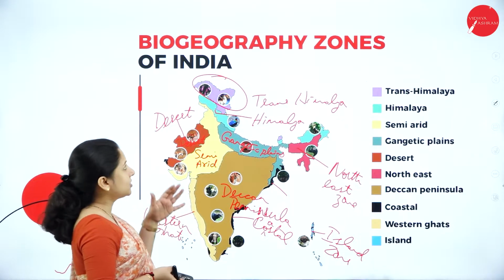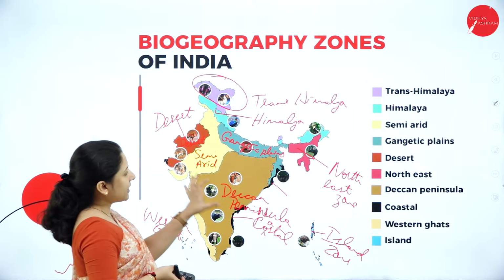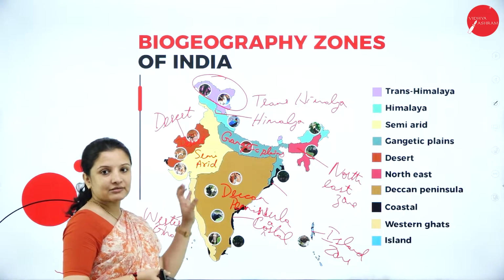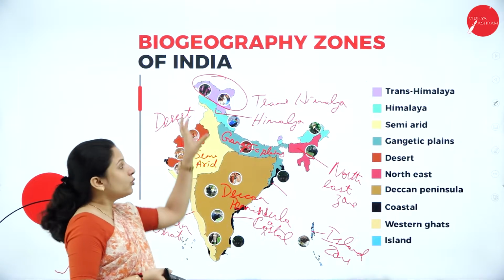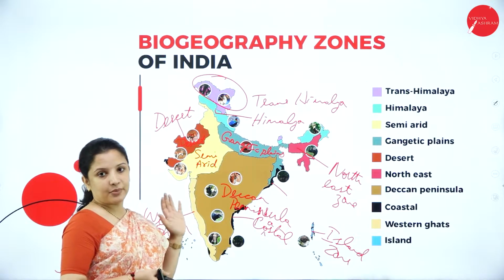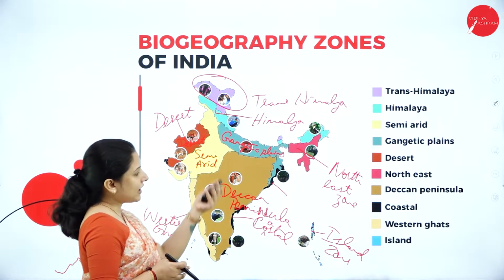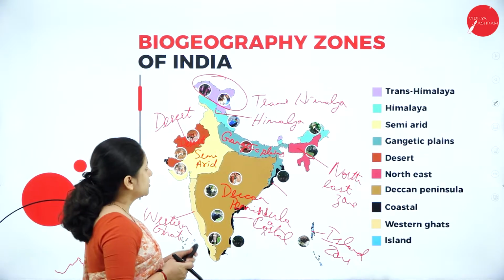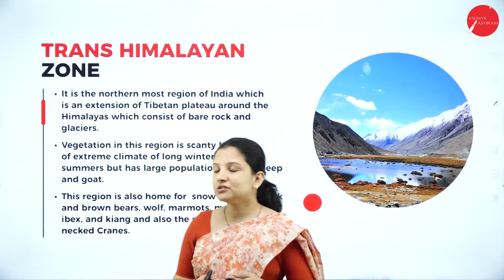So likewise, biogeography zone means that based on the species of organisms living in a particular area, various zones are divided in a particular country. Therefore, India has 10 biogeography zones. So we'll study each of these one by one.